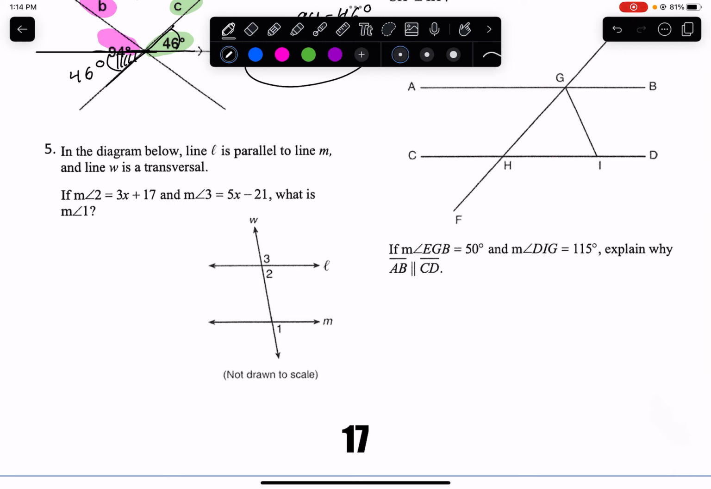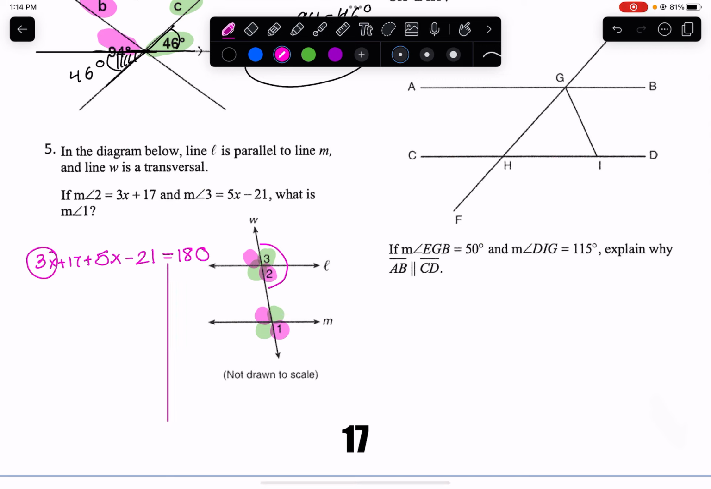And then for number 5, they give me that the lines are parallel. If measurement of angle 2 is 3x plus 17, 3 is 5x minus 21, what is measurement of angle 1? So I'm going to highlight to see my relationships. So they gave me information about 2 and 3. 2 and 3 form a straight line, so they are supplementary. So they add up to 180.